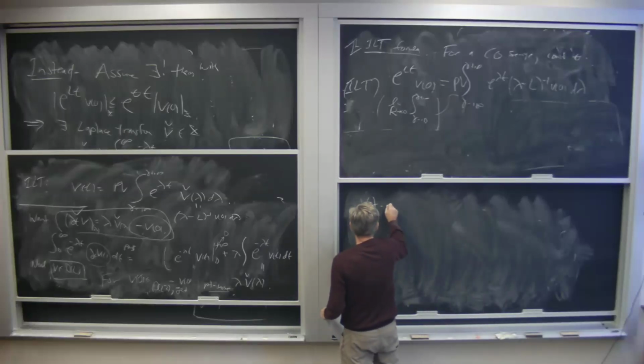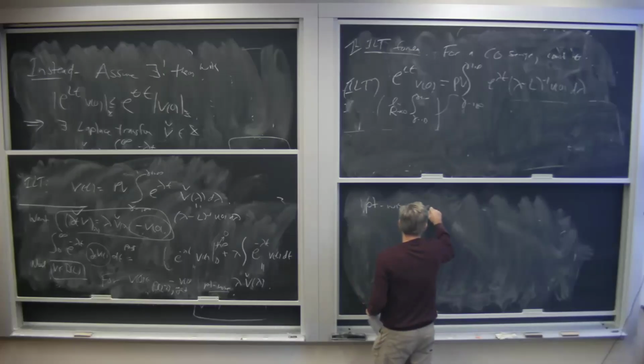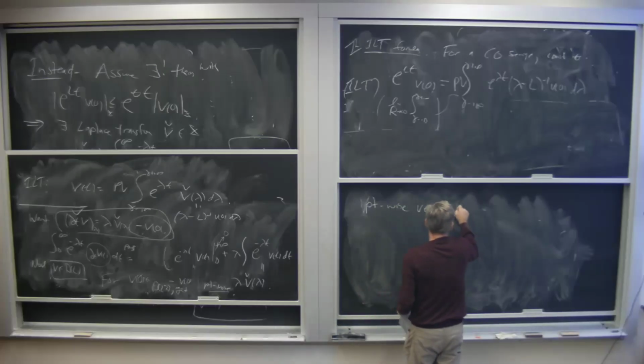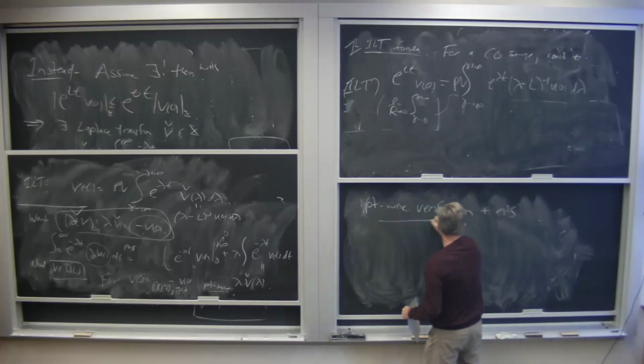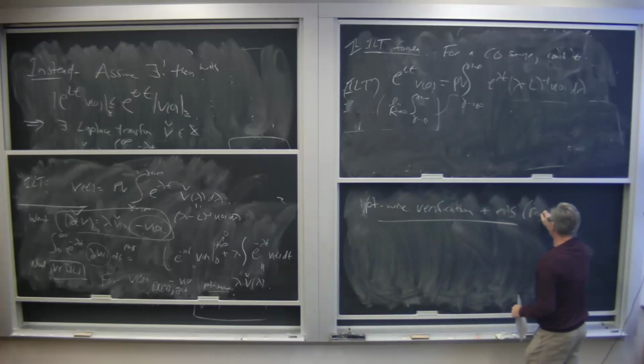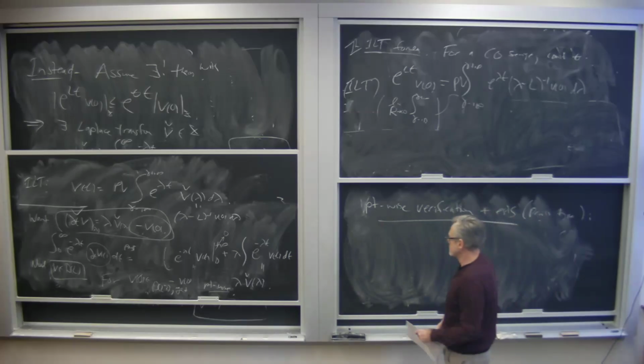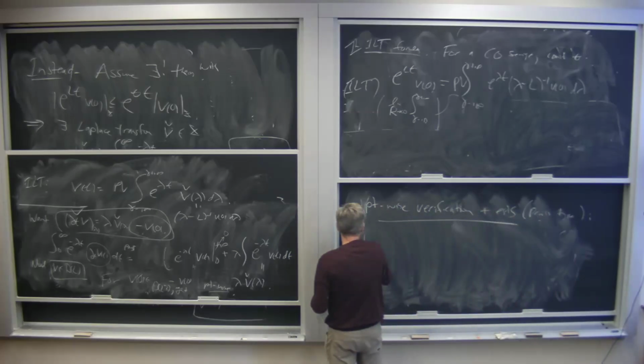So we'll do pointwise verification plus estimates, Proust type, at the same time. It's just as convenient. So the key idea is the resolvent identities.